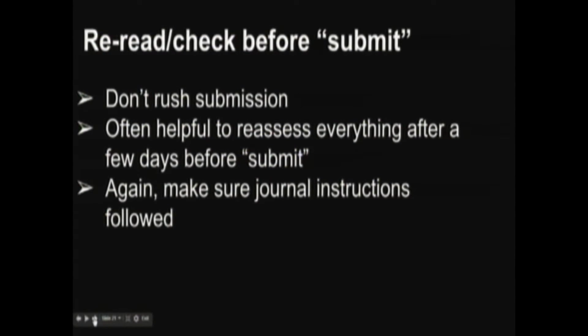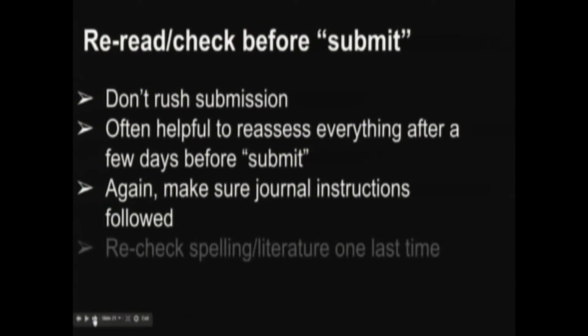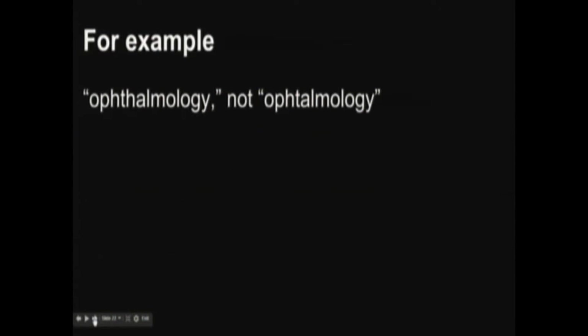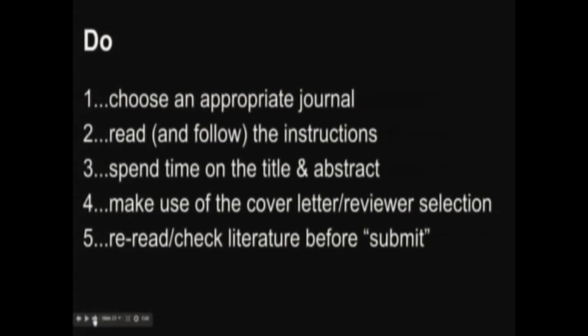Again, you want to make sure journal instructions are followed. If the formatting is not proper, that suggests sloppy work. And recheck spelling and literature one last time. It's really a poor reflection on work when there are spelling mistakes. These things really do make a difference versus no spelling mistakes. And you want the literature to be up to date as of the time of submission, not from when you first started your work. And one really bad and recurrent one is that ophthalmology is very commonly misspelled. And we shouldn't misspell ophthalmology or other words when we submit a manuscript. It really reflects poorly, and it can have a negative bias against your work, actually, when a reviewer looks at it. So those are 5 do's.